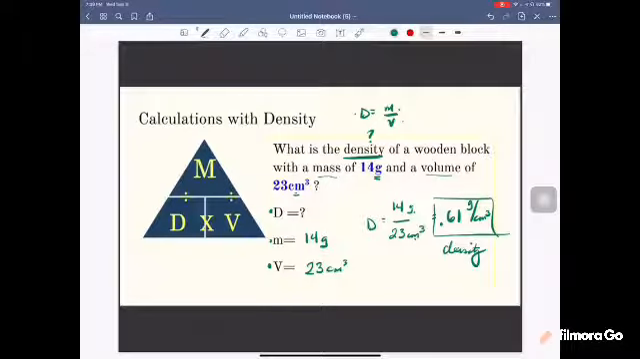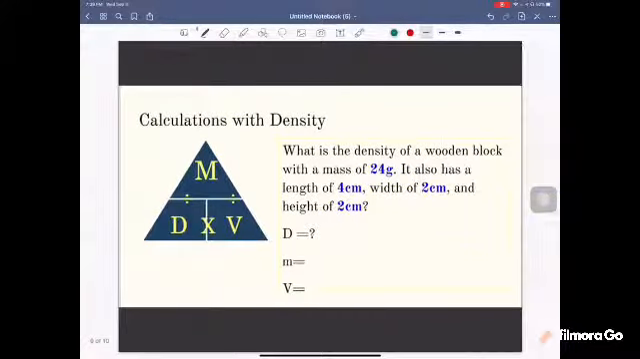Calculate the density, look up the density. If it is less than 1, it's going to float. If it's greater than 1, it's going to sink. Good information to know. Last thing we're going to do here is take a look at another problem, and there's an important step that always throws people completely off.